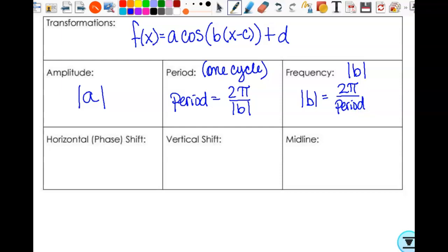Okay. Your phase shift is your horizontal shift that you've known forever. That's just C. Vertical shift is still D. Your midline shifts along with it. It is a line, the keyword line, so it is y equals D. Okay. What questions do you have? All right.